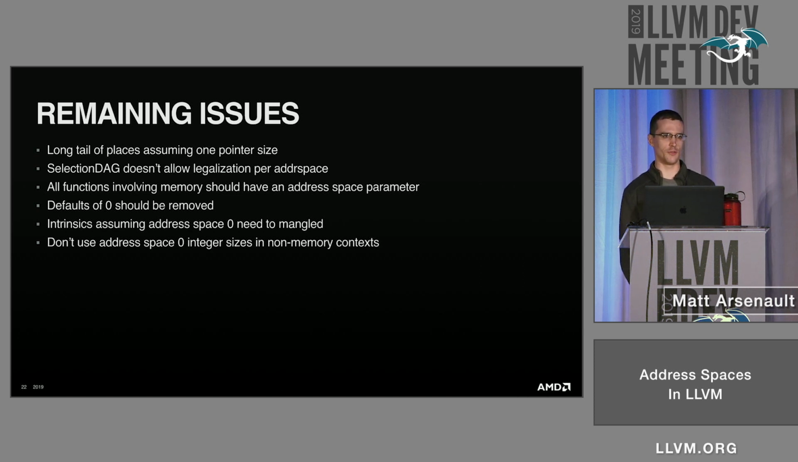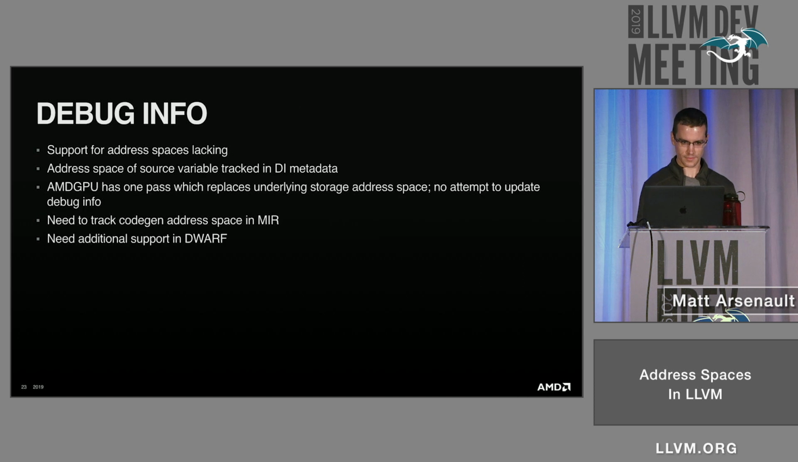For AMDGPU, for example, that's a 64-bit pointer, and we do not want to use 64-bit integers unless we have to. 32-bit is the canonical type to use for anything. So the address space 0 pointer size is not the good integer type to use. There's a separate thing in the data layout for that, for example.